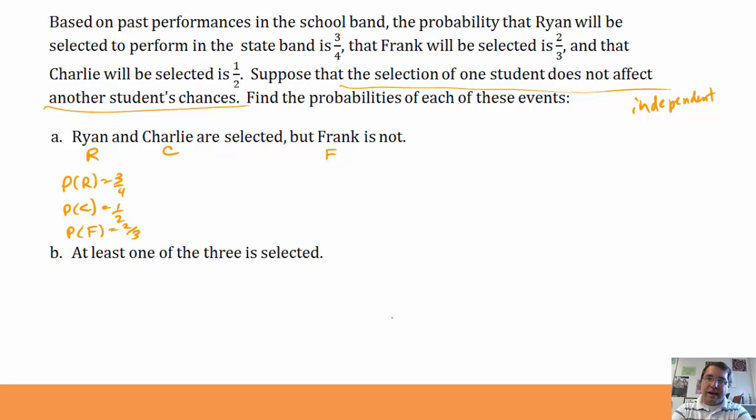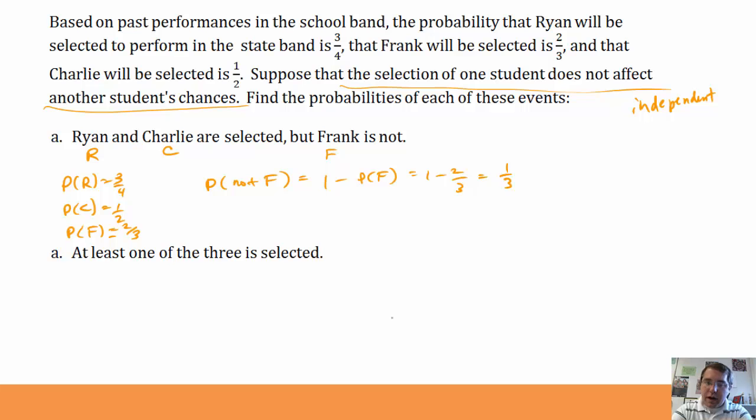But we want Frank not to be selected in this scenario. The probability of Frank not being selected is 1 minus the probability that Frank is selected. That goes back to what we noticed earlier. The probability of getting a 4 or a 6 was 1 minus the probability of getting a 1, 2, 3, or 5. So the probability of something happening is 1 minus the probability of the opposite of that happening. Probability of Frank not being selected, so the probability of not Frank is equal to 1 minus the probability of Frank being selected, which is 1 minus 2/3, which is 1/3. The probability of not Frank is 1/3.